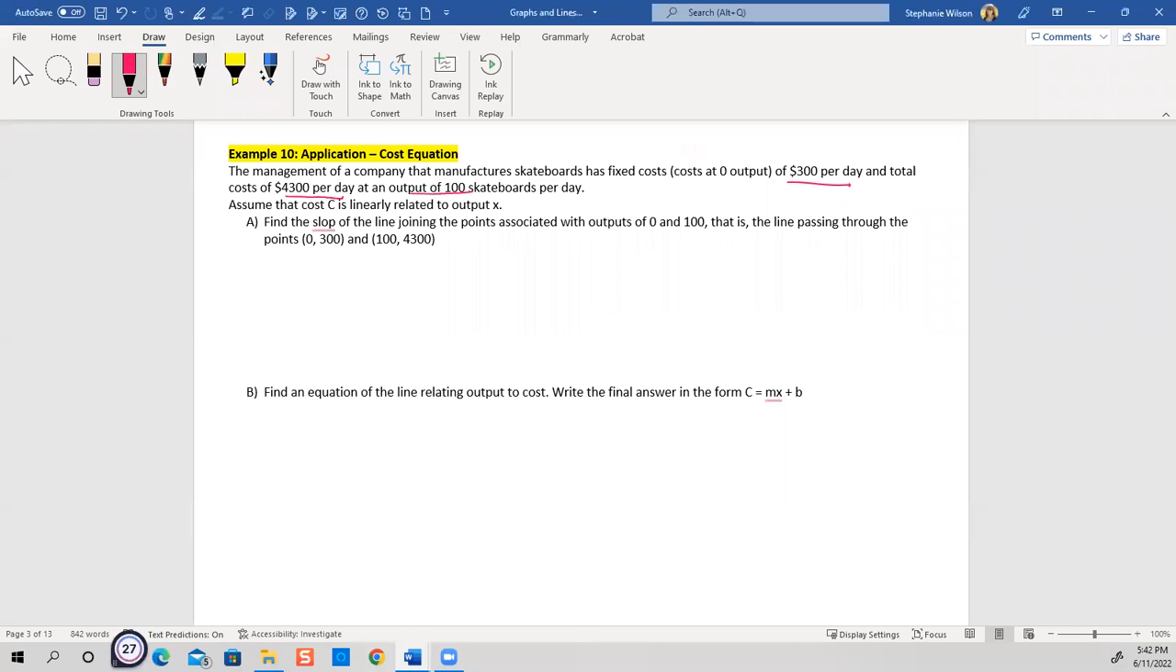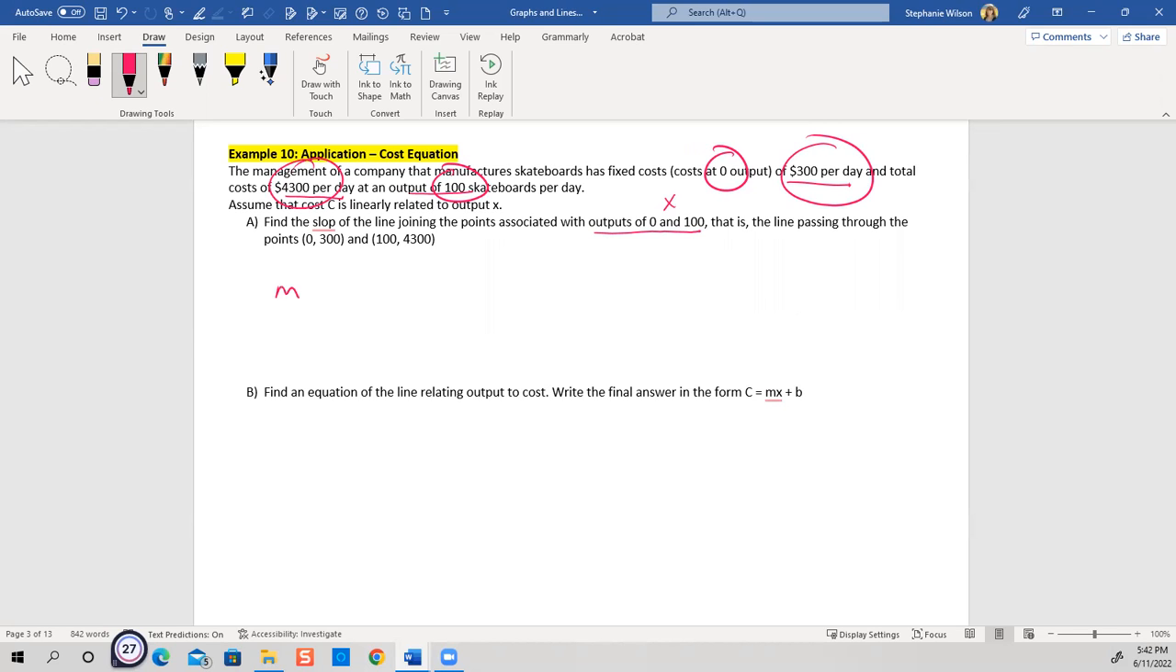All right, so what we're going to do on A is find the slope of the line joining the points associated with the outputs of 0 and 100. Remember, this is X. That is the line passing through these particular ordered pairs. So we have the output of 0 versus the cost of 300, and the output of 100 versus 4,300. That's where the ordered pairs came from.